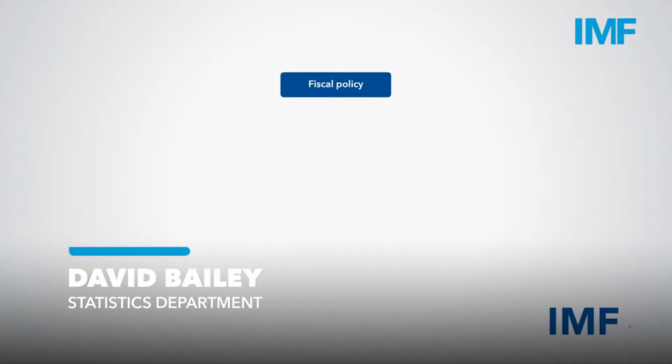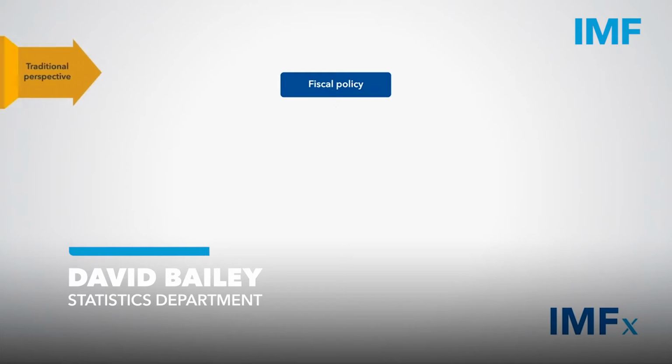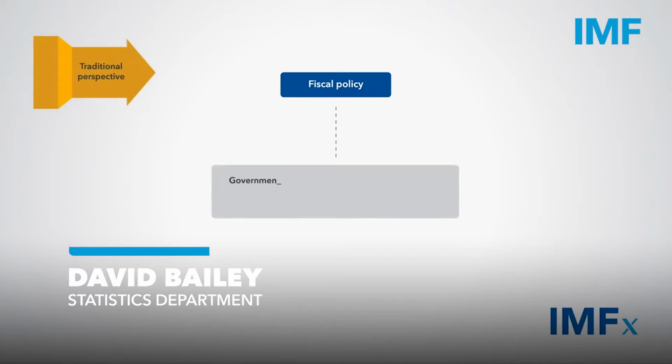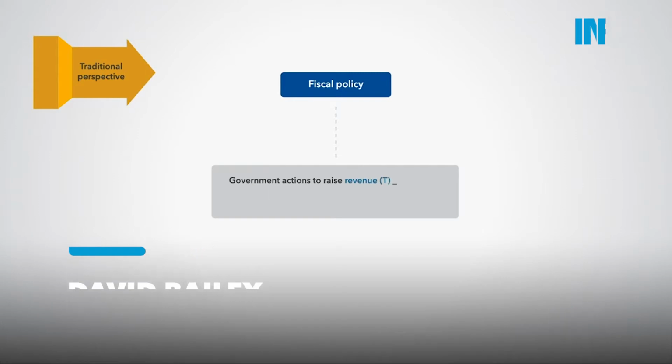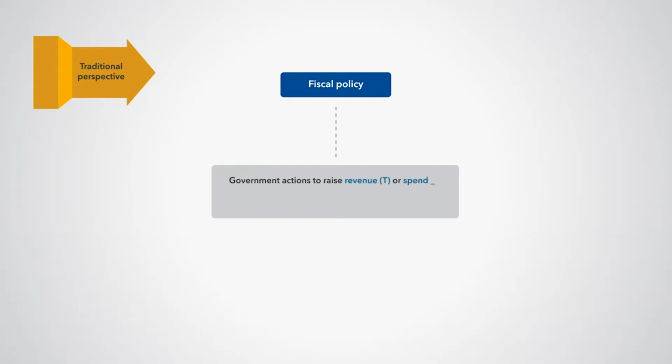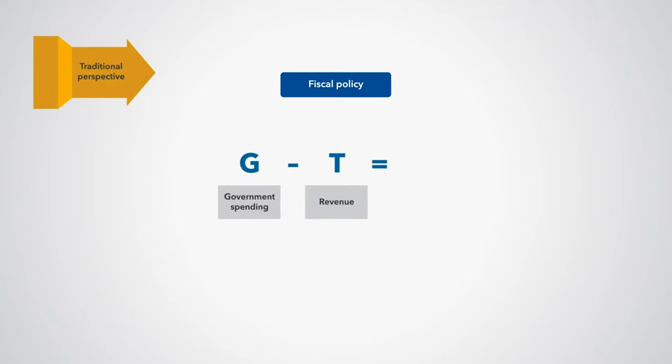What is fiscal policy? Fiscal policy was traditionally defined as government actions to affect revenue, T for taxes, or spending, G for government spending, with the aim of influencing the economy to foster employment and economic growth without excessive inflation. The difference between G and T is defined as government financing, delta F. G minus T equals delta F.